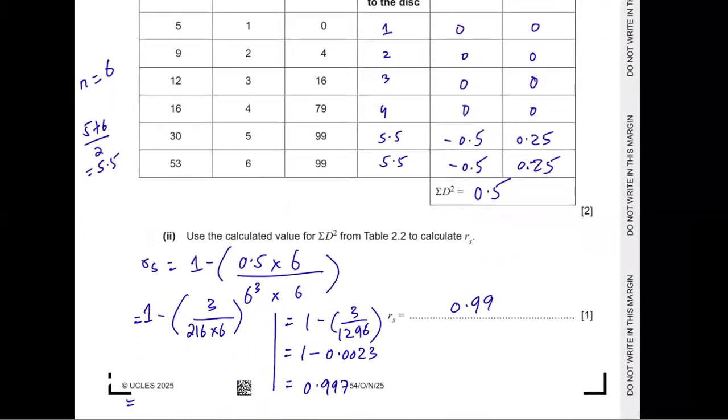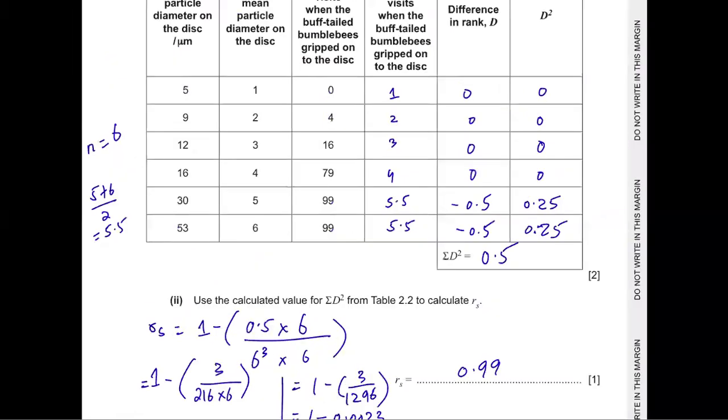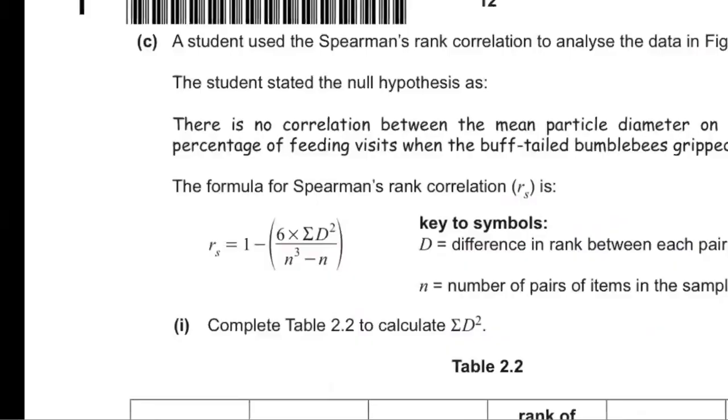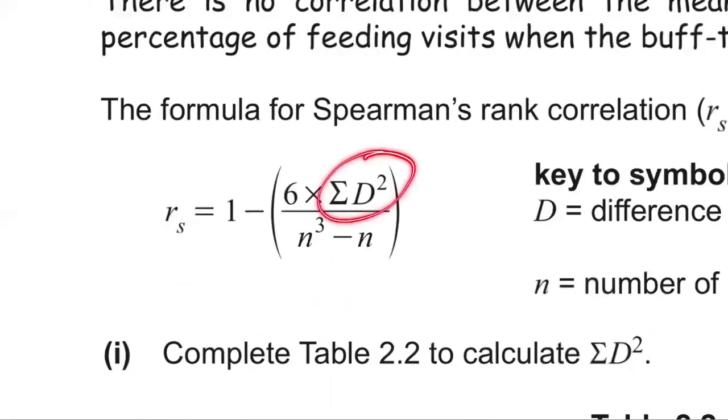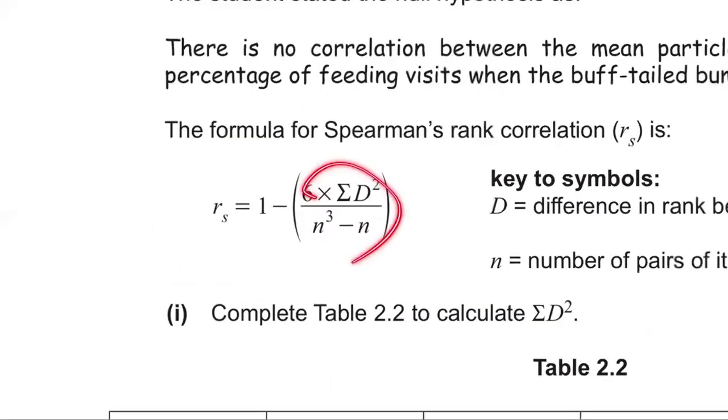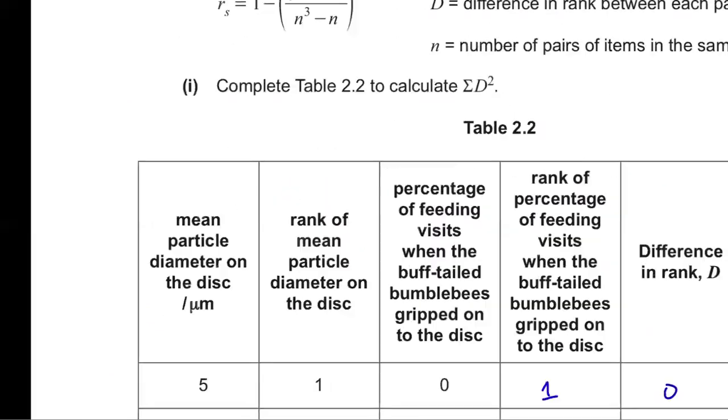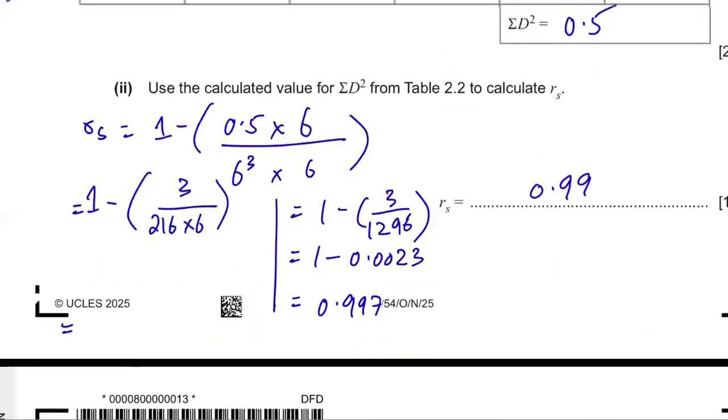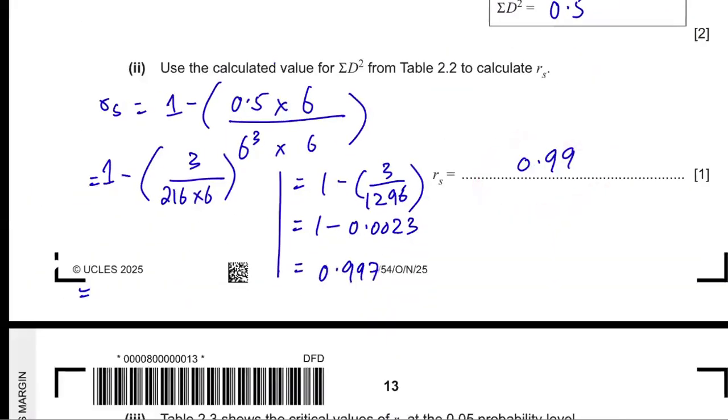You just put the values in the formula: 0.5 for sum d square, multiplied by 6. Divide by 6 cube minus 6. This 6 is part of your formula. So you get the sum d square value from the table by adding the things together. N cube and n are the number of samples that you took, which are 6 each. You calculate the whole thing in the bracket, then subtract the answer from 1. And the final answer comes out to be 0.997, rounded to 0.99.